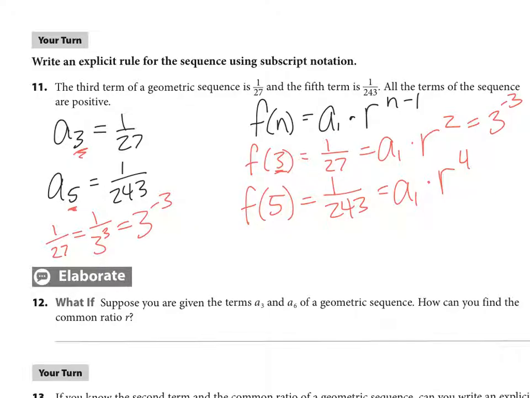All right, now, let's do the same thing for 1 over 243. What is 243? 3 to the what power? 3 to the fifth power, right? If you're not sure, do it on your calculator. So really, this is 3 to the negative fifth power. Okay?